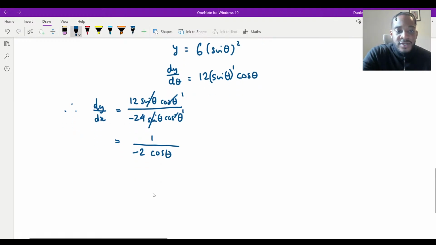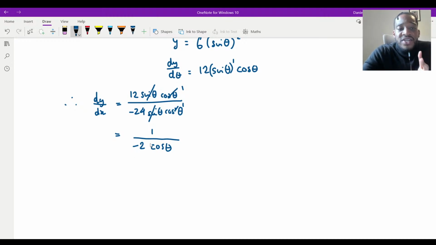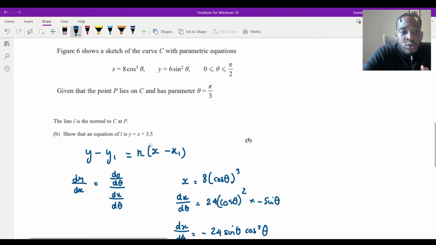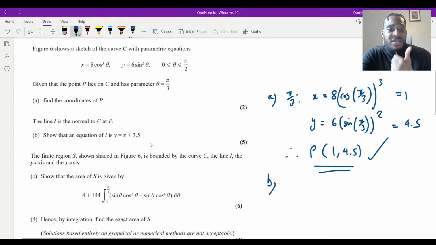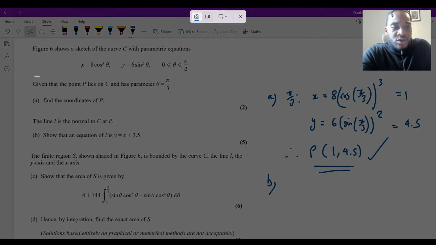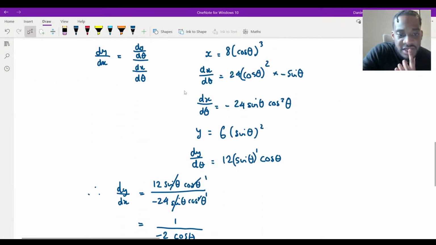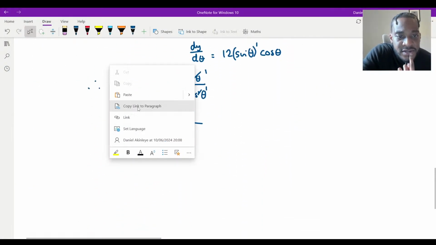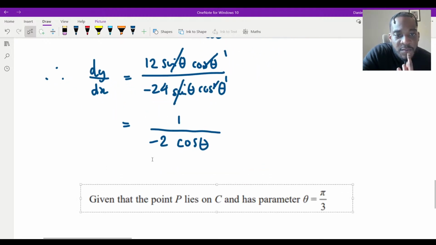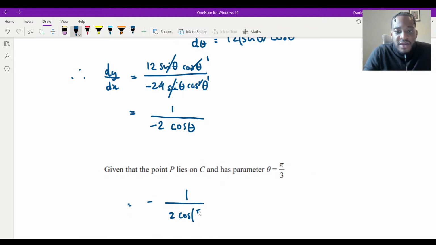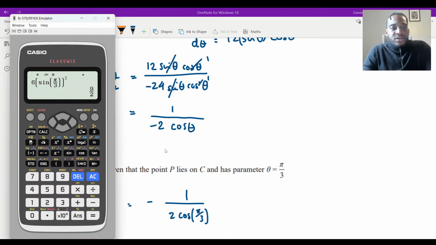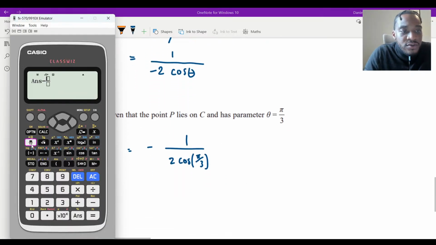Yeah? But yeah. So now this is dy/dx, right? And I need to figure out the normal at P. In part A, we figured out that the point P had theta as pi over 3. So let me put this here, just so it's clear to see what's going on. I'm going to just plug in pi over 3 into that. So it's going to be minus 1 over 2 cosine of pi over 3.